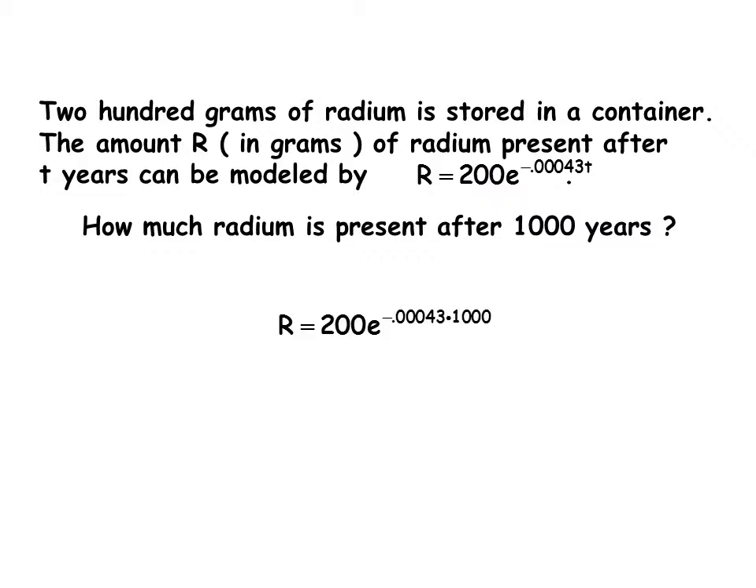All right, so the time is 1,000 years, so you'll plug that in for your variable T, and you're solving for R, the amount of radium. Just put this into your calculator, and you should get about 130 grams.